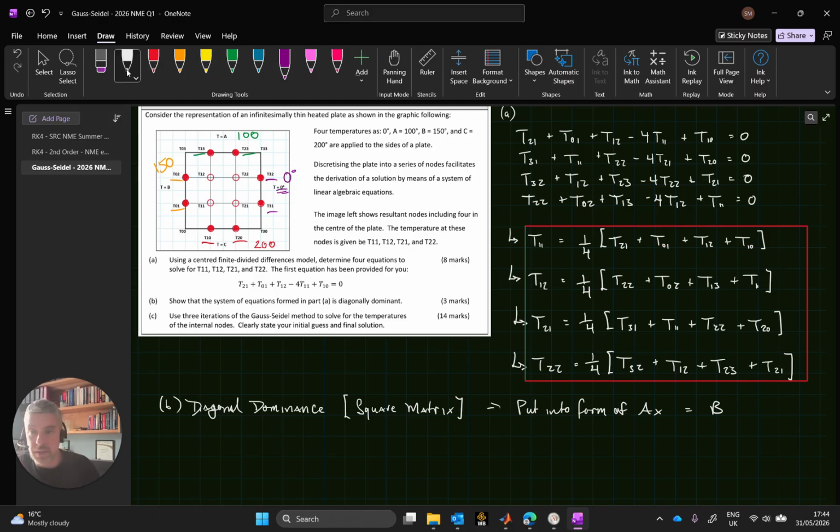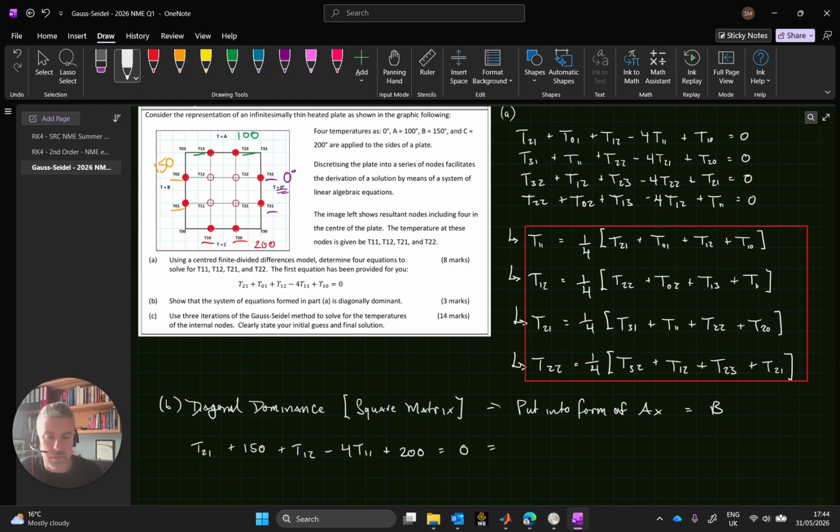All right, so let's write in some equations here. Starting with this first one here. T21 itself does not have a temperature just yet. T01 does have a temperature. T01 is at 150 degrees, plus 150, plus T12 doesn't have a temperature, minus 4T11, which doesn't have a temperature, plus T10. T10 does have a temperature. T10 is 200 degrees, plus 200 is equal to 0.